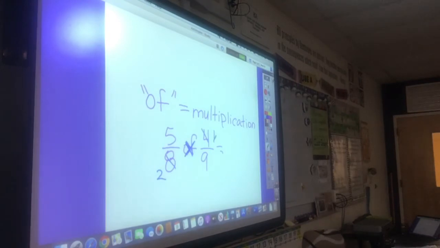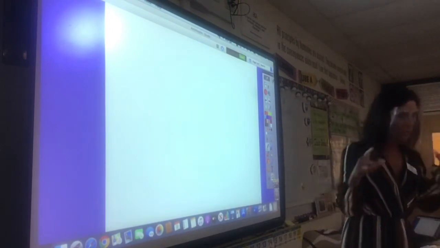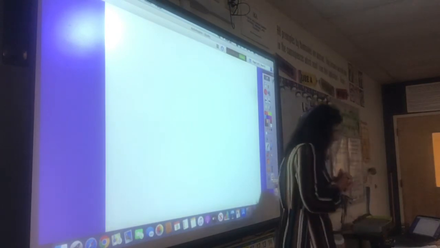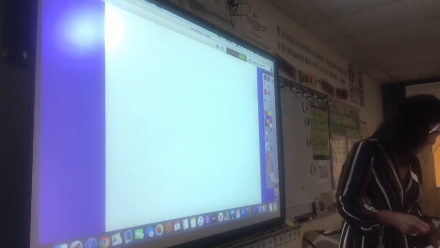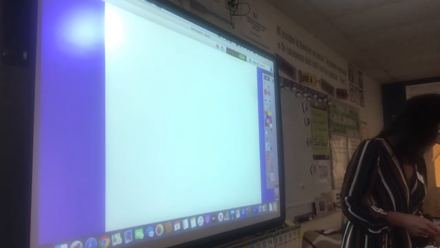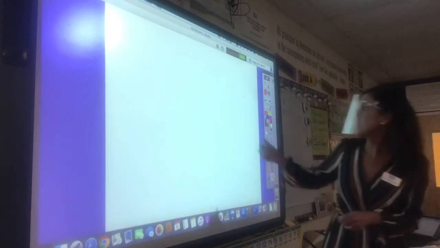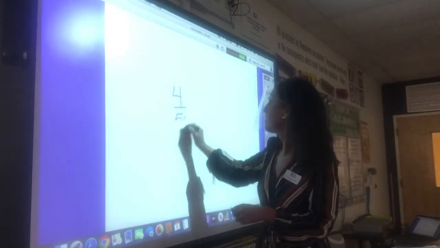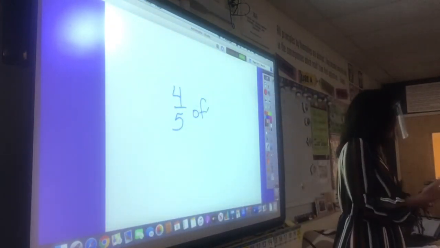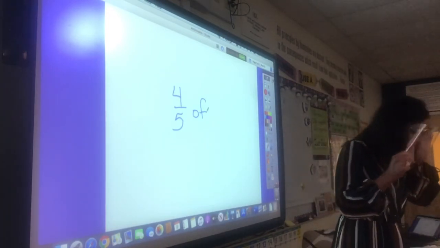So now we have in your composition book everything you need to know about multiplying with fractions. So let's just go to our whiteboard and do a couple of the different kinds. So you might see of, you might see a whole number, or you might see 2 fractions. Okay, let's do 4/5 of 4/7. As you're writing it on your whiteboard, you can just not write of and put times, because you know that of is times.